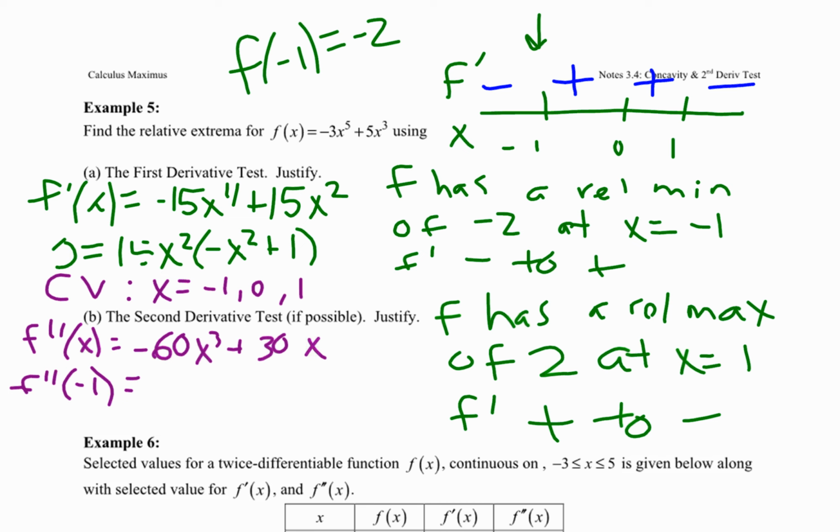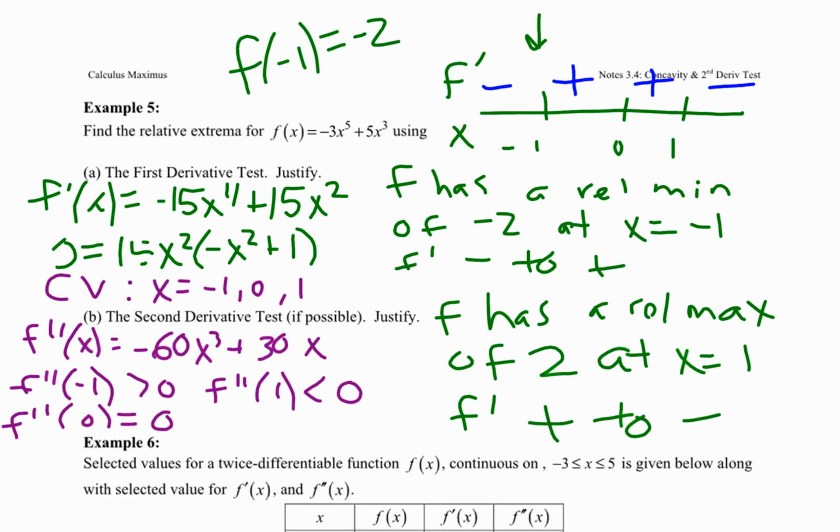If we plug in negative 1 for the first part, I don't even care what the number is, but we're going to have a positive value. If we plug in 0, we're going to get 0, so that doesn't tell us anything. And if we plug in 1, we would get a negative value.